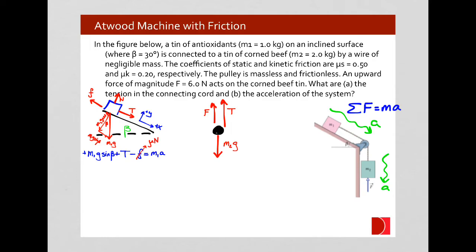When we look at this other block, we know that the acceleration has to be downwards, we said, and so in this case we have the applied force is upwards, that's positive, the tension is upwards, so that's positive, gravity is downward, so that's negative. Those are all the forces. That equals MA, but MA is downward, so that's negative as well. We'll rewrite this equation and clean this up a little bit.